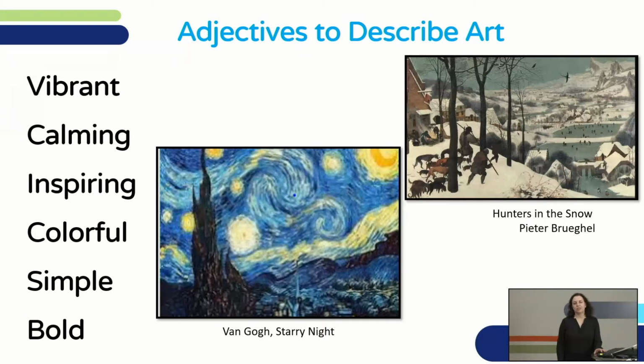How can you describe Starry Night? I think it's also vibrant. It's colorful too. It has blue, yellow, very, very strong colors, bold colors. They're not very, very light colors. They're very bold colors. I love Van Gogh. Starry Night. And Peter Bruegel.